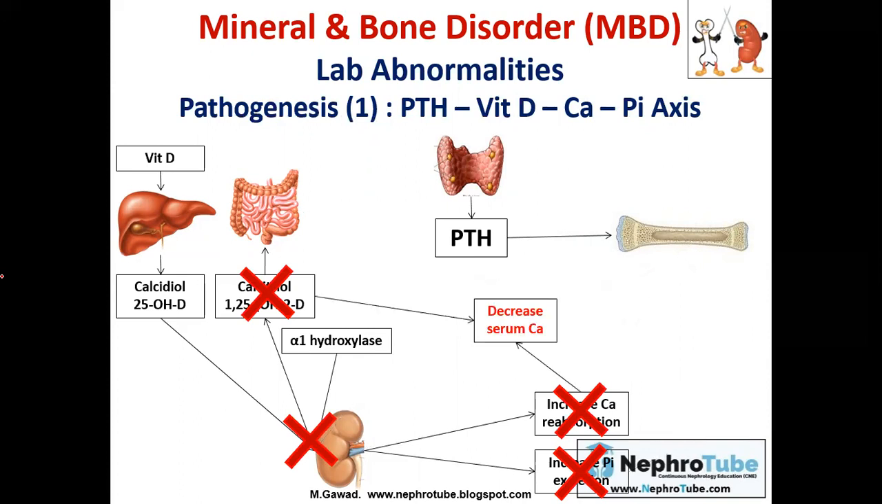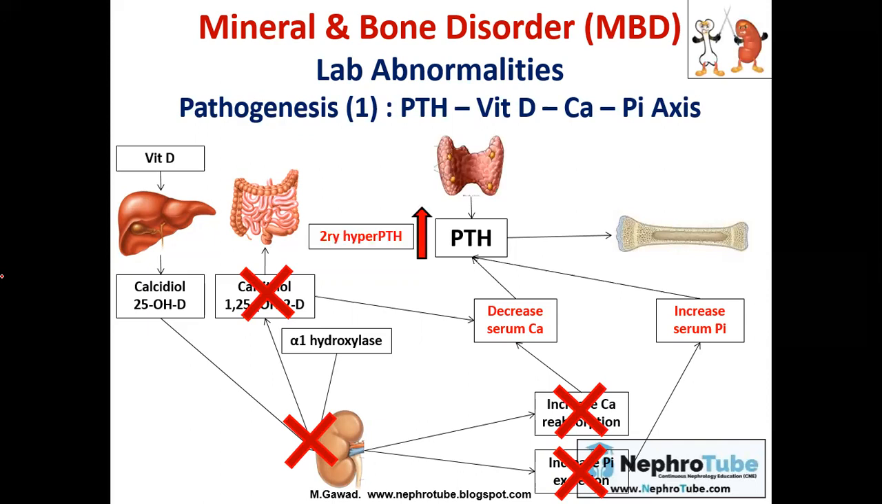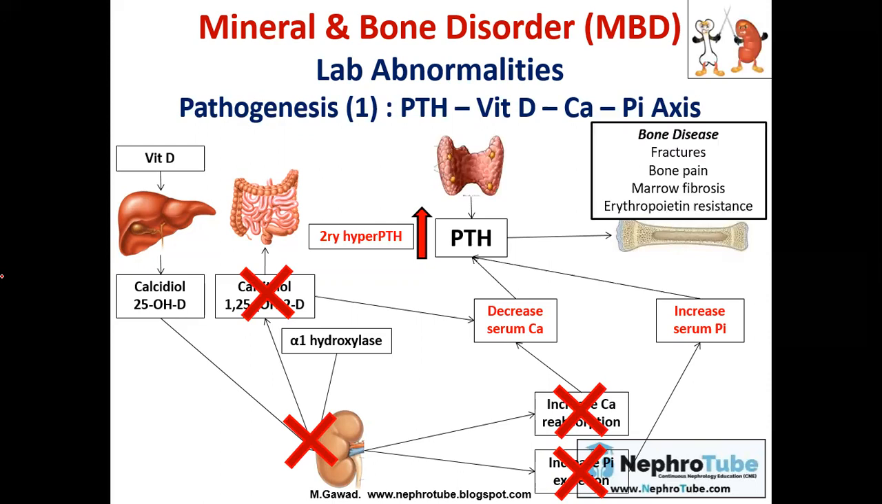So the end result in chronic kidney disease patients will be a decrease in vitamin D, a decrease in serum calcium, and an increase in serum phosphate. And as we said before, the decrease in serum calcium and the increase in serum phosphate will stimulate PTH release, which will cause secondary hyperparathyroidism in these patients. With a high PTH level, it will act more on bone, causing bone disease in the form of bone pain, maybe fractures, maybe more bone marrow fibrosis and erythropoietin resistance.